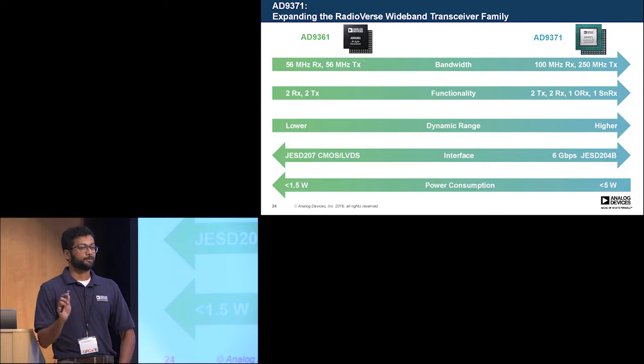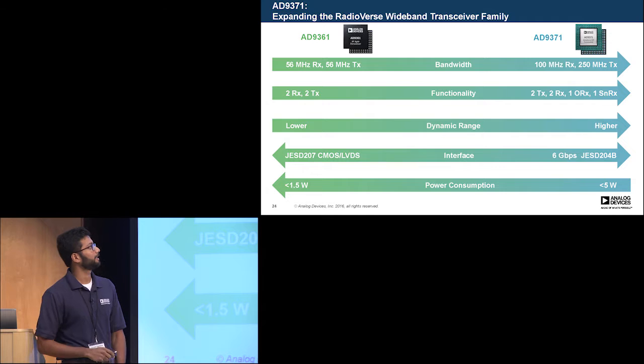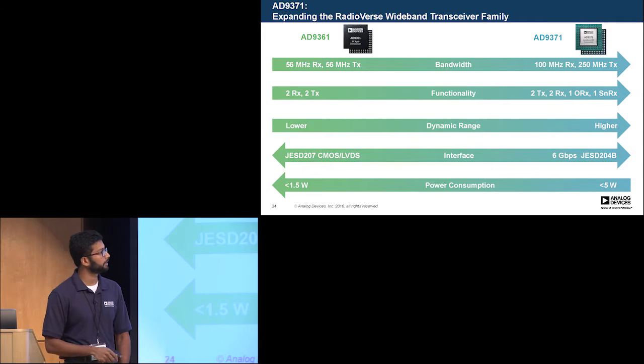A very high level marketing slide here. Clearly the difference here is in terms of bandwidth, the added observation path that lets you observe the TX, 1 sniffer receive, which lets you sniff the spectrum at a completely different LO that is decoupled from your TX or RX LO, and an LNA in front of it. Your dynamic range is higher. You have more bits to work with.